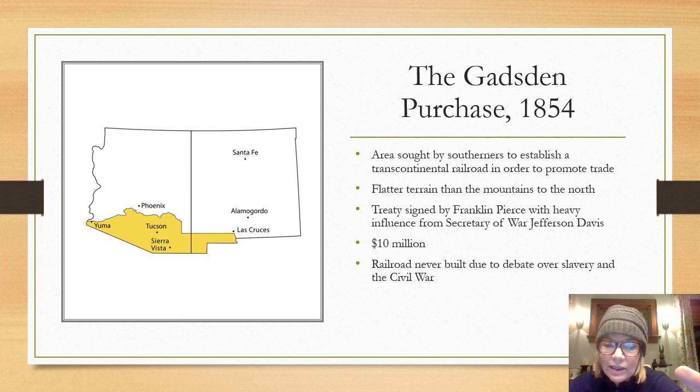So what the United States did, under Franklin Pierce, and with a lot of influence from Secretary of War Jefferson Davis, they went and bought that territory from Mexico for $10 million. The railroad was never built, though, because of the time frame in which this was done, at least not the railroad that they had intended at that time.